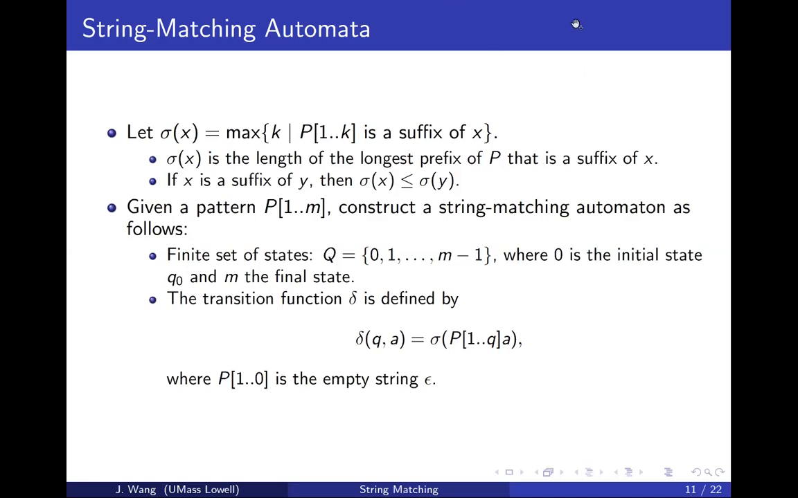Okay, so now let me open up a whiteboard so that I can explain the idea. For instance, we are given a pattern P, which has M symbols. So we call them P1, P2, up to PM, and each of these Pi is a symbol in an alphabet.